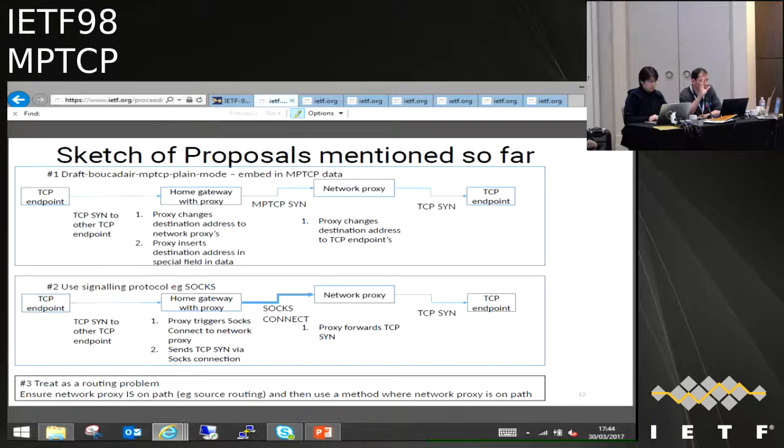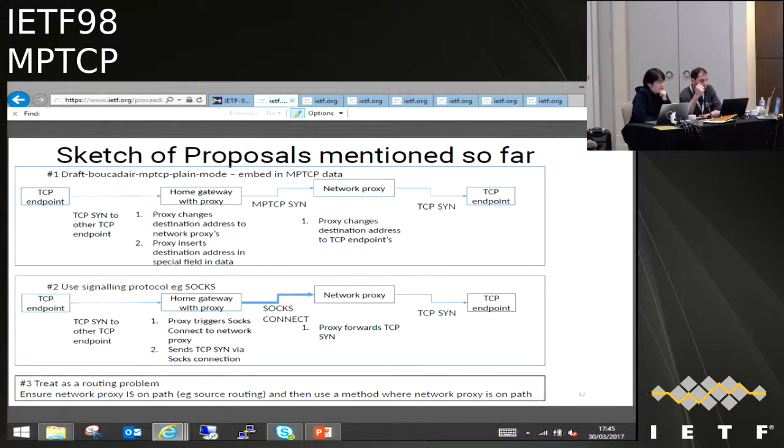I think there have been 3 classes of proposals made so far. This is for the signaling between the 2 proxies. One class of proposal has been to embed something in the multipath TCP data, to embed the address information that you've got to get to the other proxy inside MPTCP data. That's the top one. That's the one in Med Boucadair's and friends' draft.